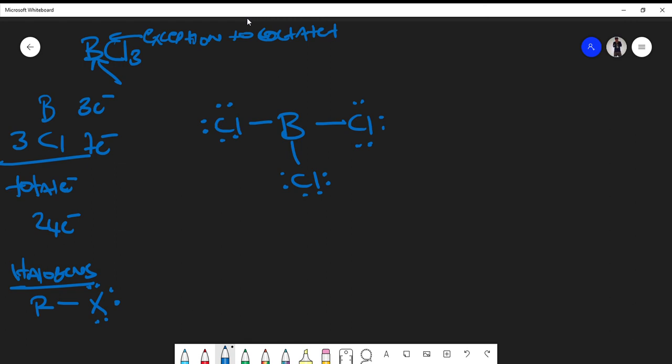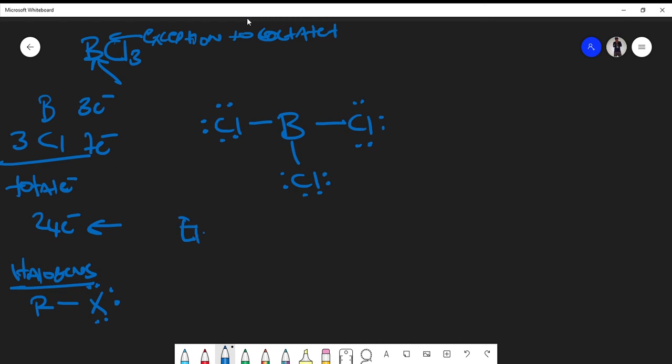So at this point it becomes 2, 4, 6, 8, 10, 12, 14, 16, 18, 20, 22, 24. So we've counted 24 electrons and we've used 24 electrons. Our chlorines' octets are satisfied, and boron, let's say pretended octet, is satisfied, right? So this is a good structure for a BCl3 molecule.